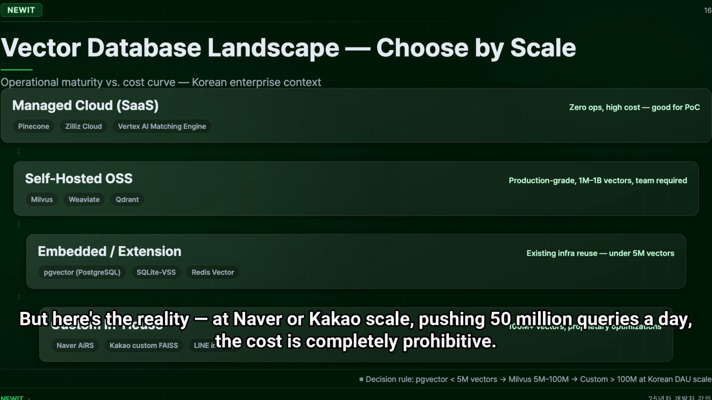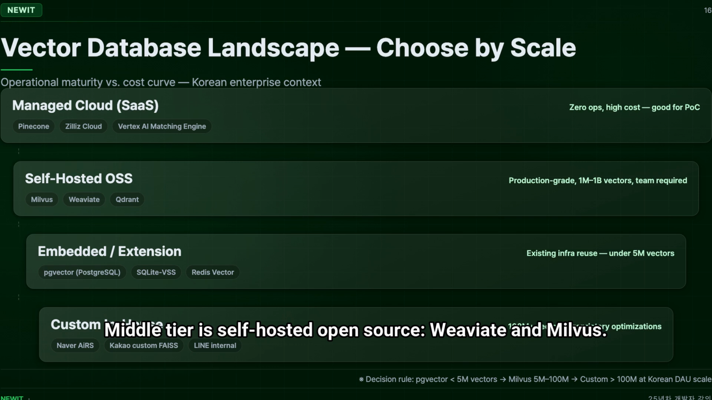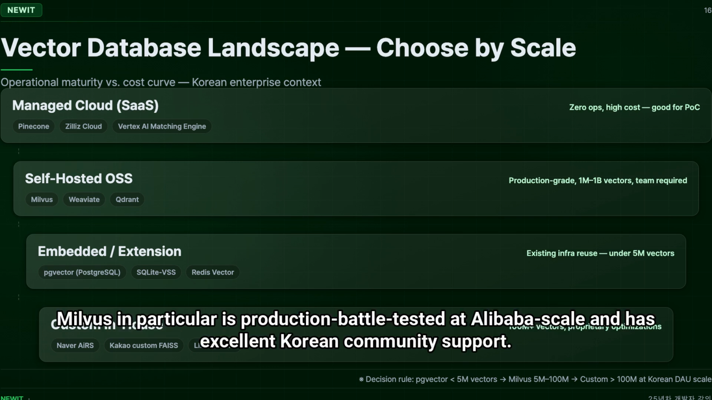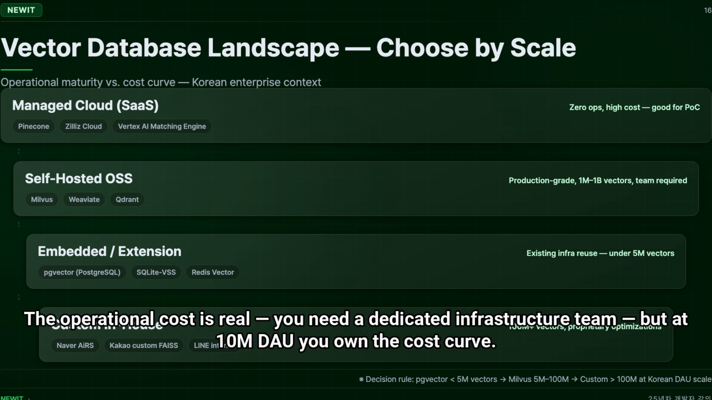Middle tier is self-hosted open source, Weaviate and Milvus. Milvus in particular is production battle tested at Alibaba scale and has excellent Korean community support. The operational cost is real. You need a dedicated infrastructure team. But at 10 million DAU, you own the cost curve.